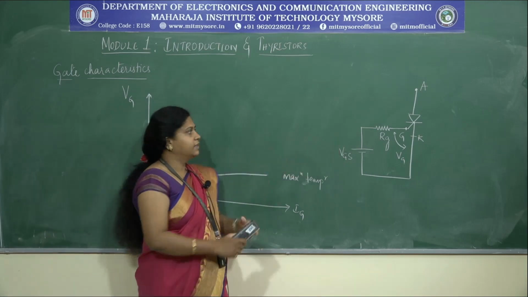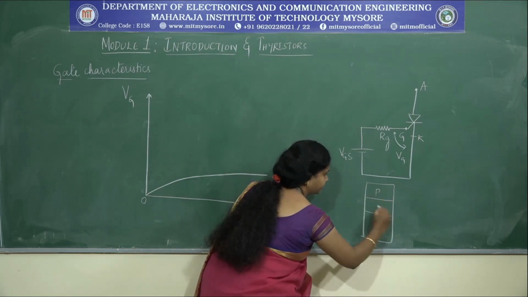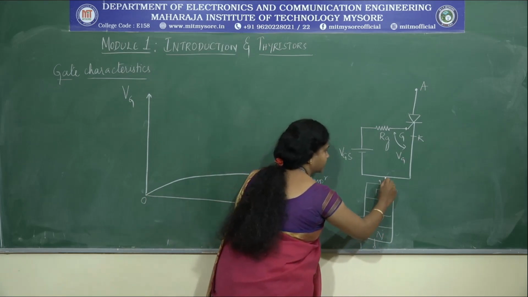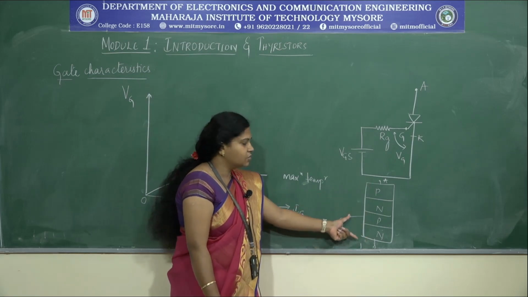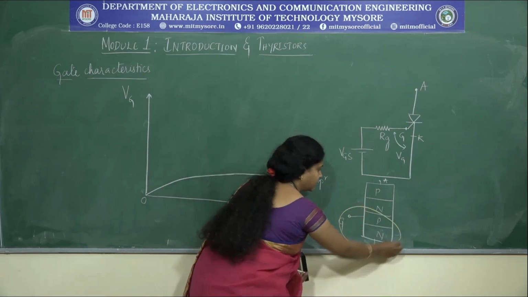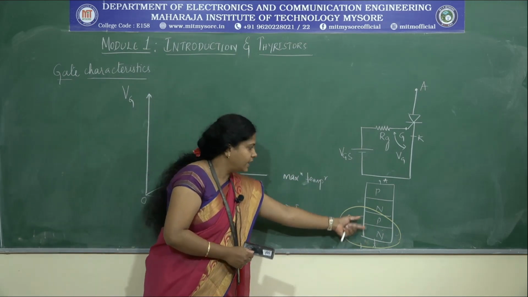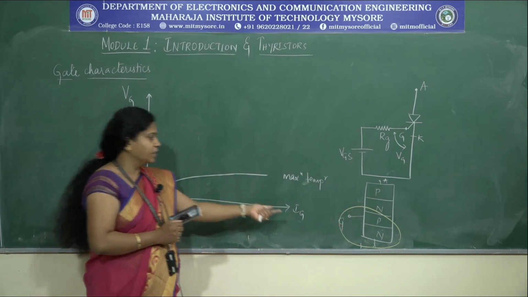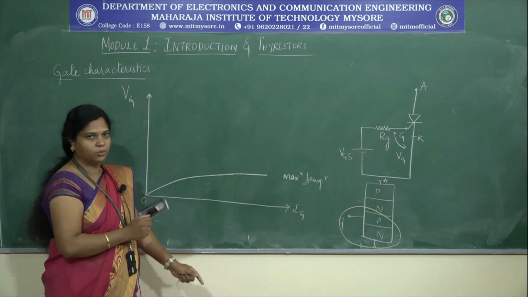Now, we have already discussed the four layers of a thyristor: anode, cathode and the gate as the other terminal. This gate characteristic is determined when we apply the gate voltage. Only one single P and one single N region is involved, hence the characteristic of a gate is similar to that of a diode, which we have already studied. Across this one single junction, we apply the gate cathode voltage.